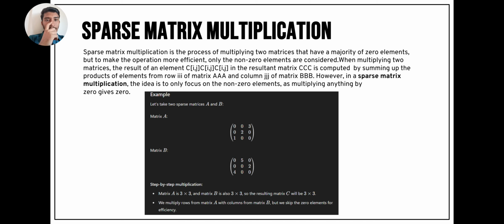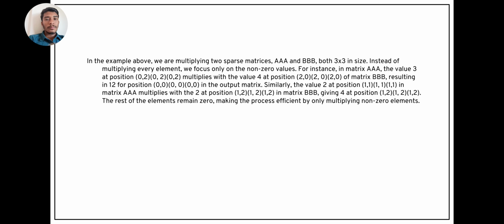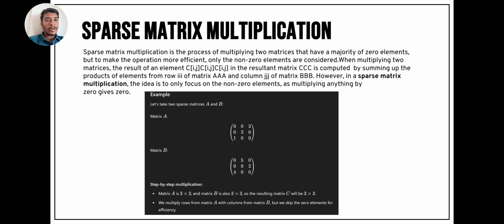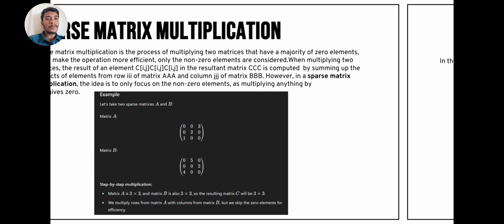So here we have the example matrix A and matrix B. In matrix A we have 0 0 3, 0 2 0, 1 0 0, and in matrix B, 0 5 0, 0 0 2, 4 0 0. So, step by step multiplication. Matrix A is a 3 cross 3 matrix and matrix B is also a 3 cross 3 matrix, resulting in matrix C, which will also be a 3 cross 3 matrix. We multiply rows of matrix A with columns of matrix B, but we skip the zero elements for efficiency.